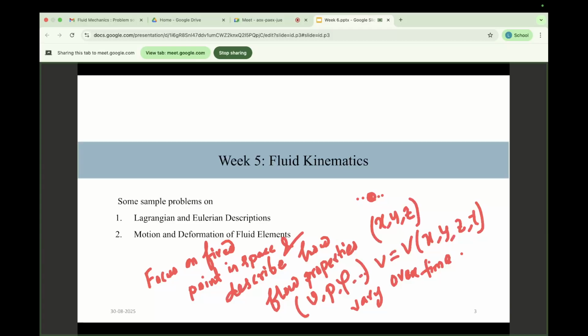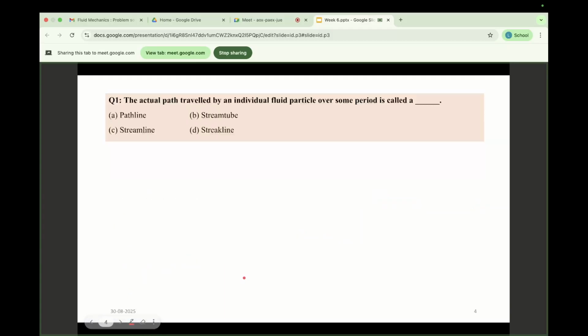So that is basically the difference. In the exam, a certain question may come where you are asked to write about the difference between these two approaches. Okay, so I am moving to a numerical based on this concept. This is the first question. What exactly is told here? It is told that the actual path traveled by an individual fluid particle over some period is known as what? These four options are given: path line, stream tube, streamline, streak line.